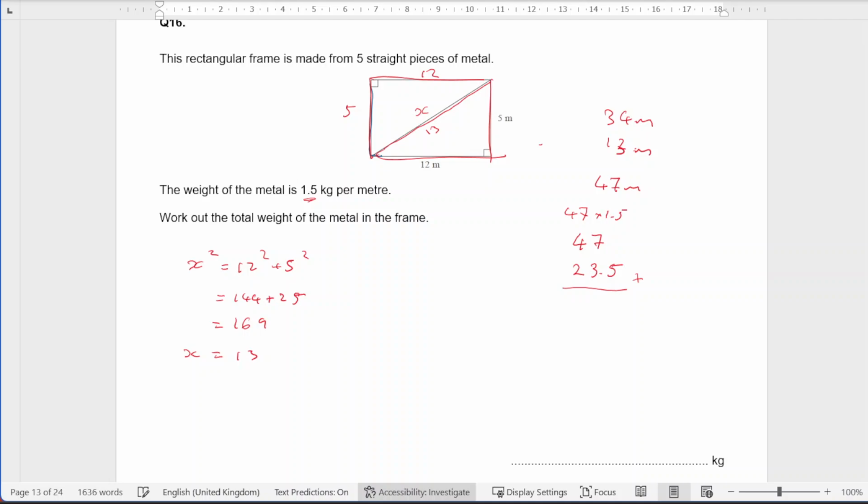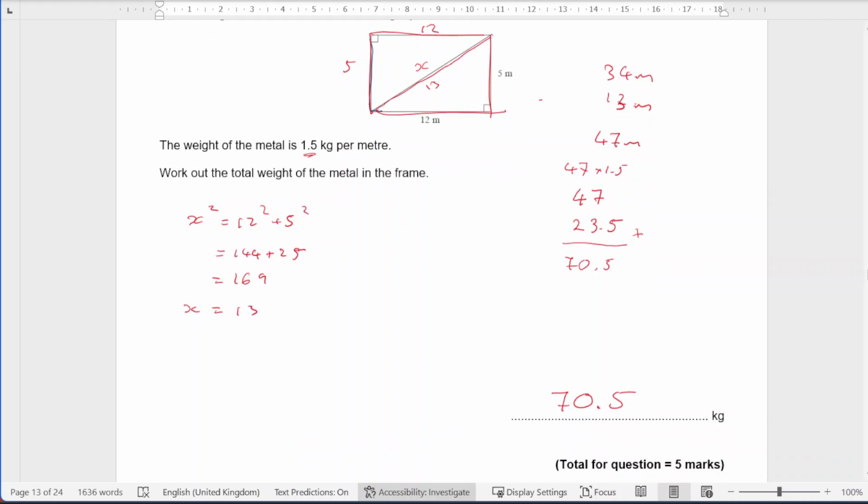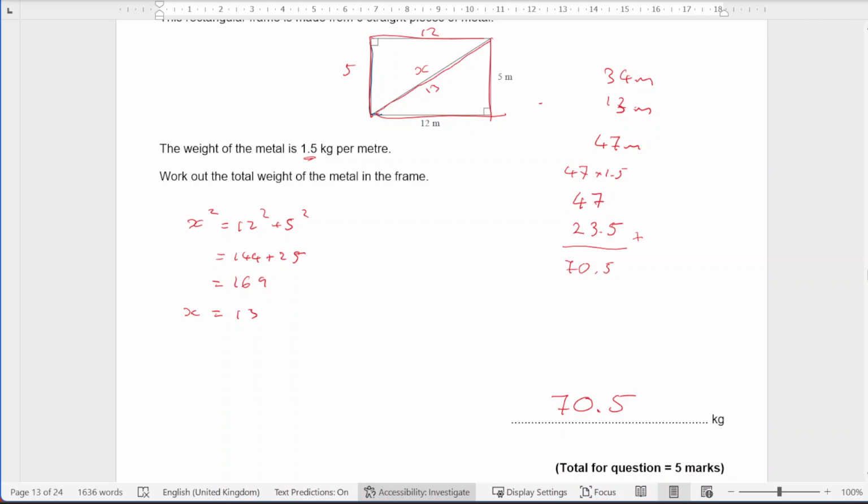So what I've done is I've said one lot is 47, a half of it is 23.5. So the full amount would be 70.5. So it's 70.5 kilograms. And that's that full question done, broken down into the steps, 5 marks.